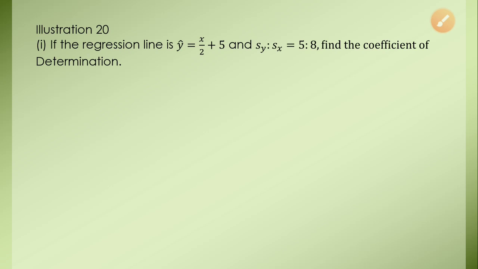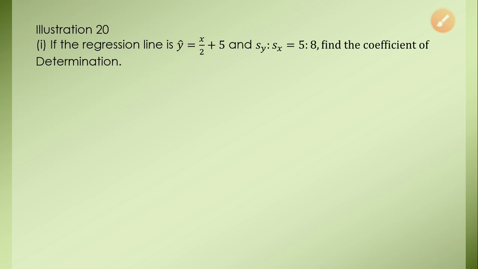If the regression line is y cap equals x by 2 plus 5 and sy is to sx is equal to 5 is to 8, find the coefficient of determination. So, what is given in the question? Y cap equals x by 2 plus 5, sy is to sx is 5 is to 8. And what is asked in the question? Coefficient of determination. What is the coefficient of determination? It is r square.